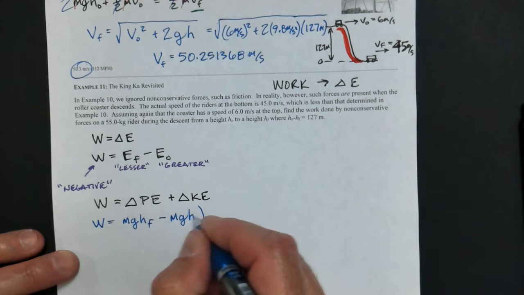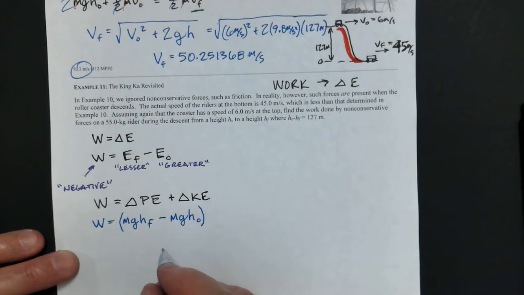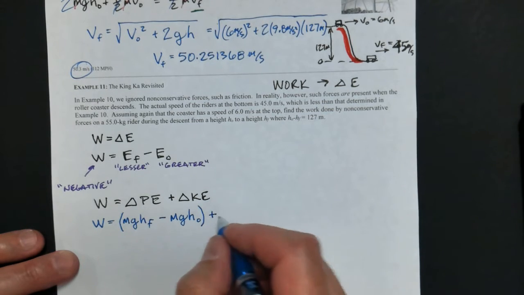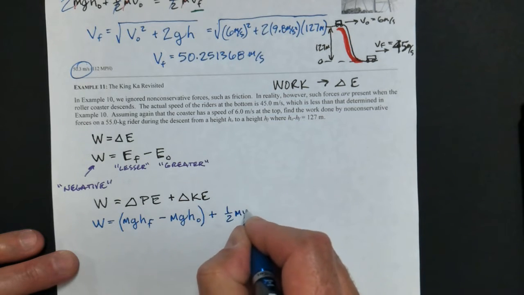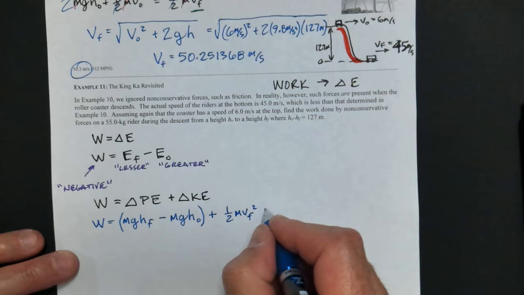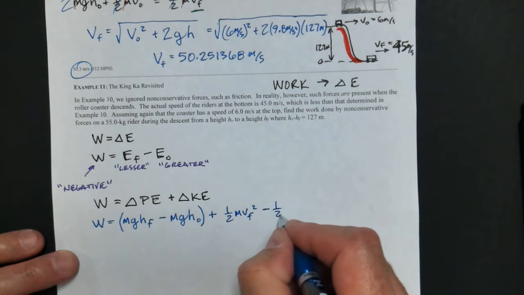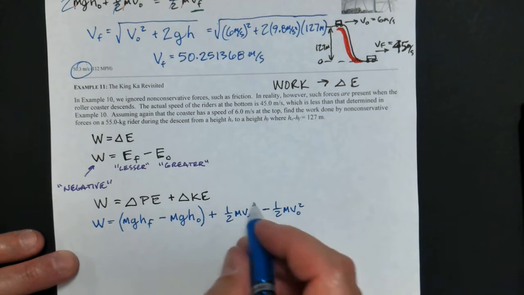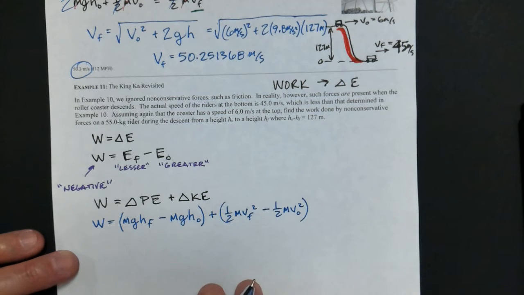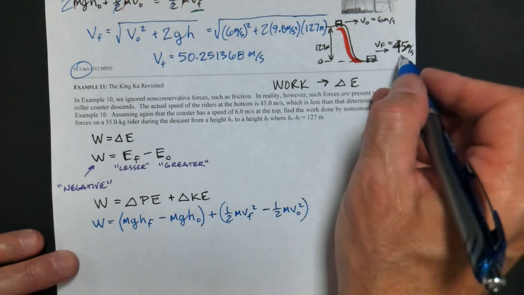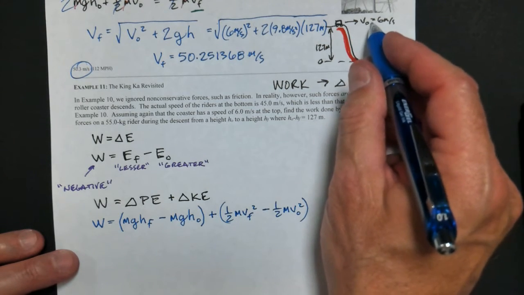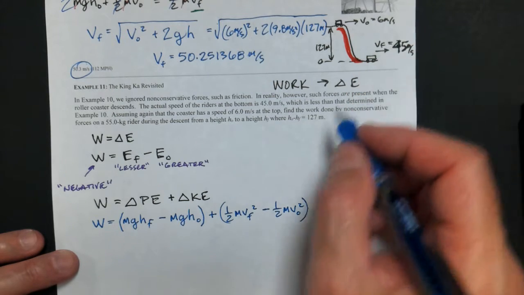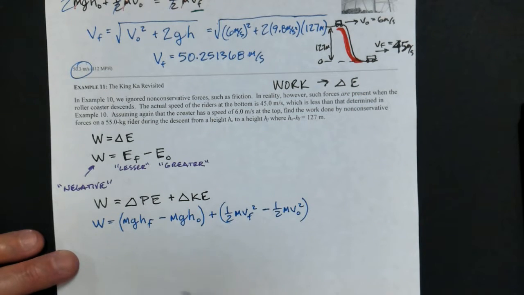So that's the change in potential energy, and that's going to be plus the change in kinetic energy, which of course is 1/2 m v final squared minus 1/2 m v initial squared, because that's the change in energy, final minus initial. And I think you can probably see that the final is going to be a bigger energy because it's going 45 meters per second, and the initial is going to be lesser, so this is going to be a positive number, this is going to be a negative number.